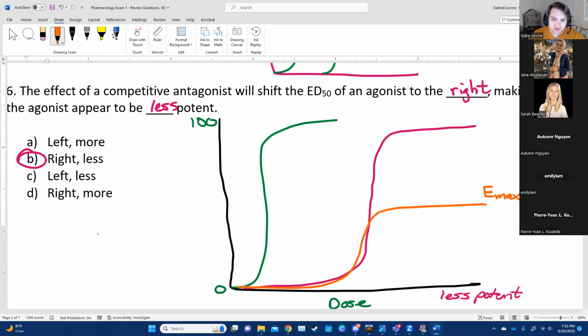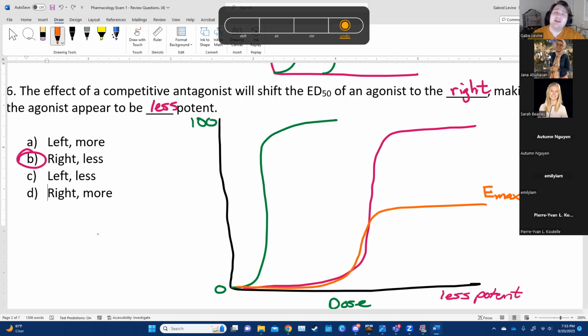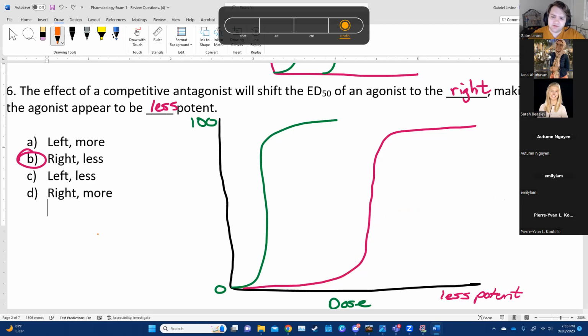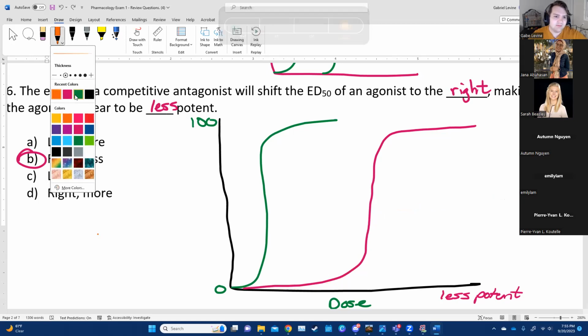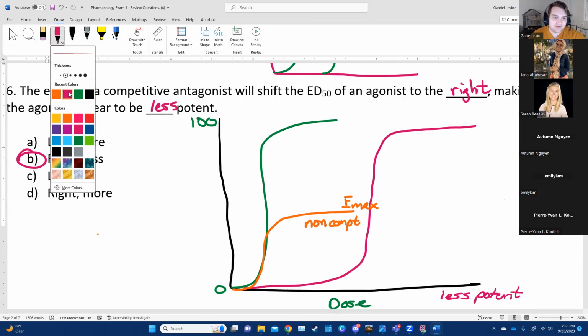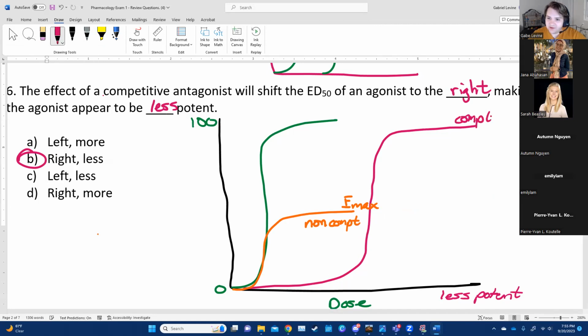Also, would it affect the dose? I don't think it affects the dose. I think it's the same potency. I think it just affects Emax. Yeah. So a non-competitive affects Emax, whereas a competitive affects the potency.